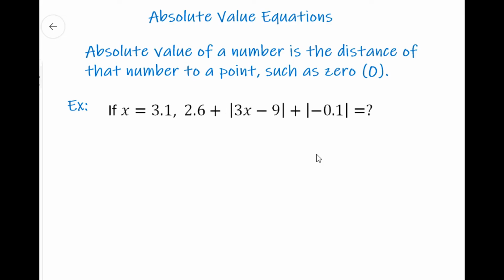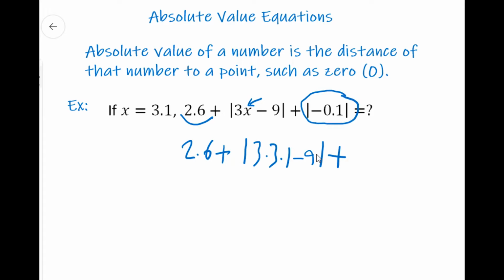In this example, x is given to us as 3.1, and if that is the case, what is the result of that calculation also? This is already 2.6, okay, plus if you plug 3.1 in for x here, then what we're going to have in the absolute value sign is 3 times 3.1 minus 9, plus this is already a number, okay, there is not any variable inside, so just make whatever we have inside positive. So we're going to have 0.1 from that absolute value. But how about here? Let's consider this part. 3.3 times 3.1 is 9.3, okay, minus 9.